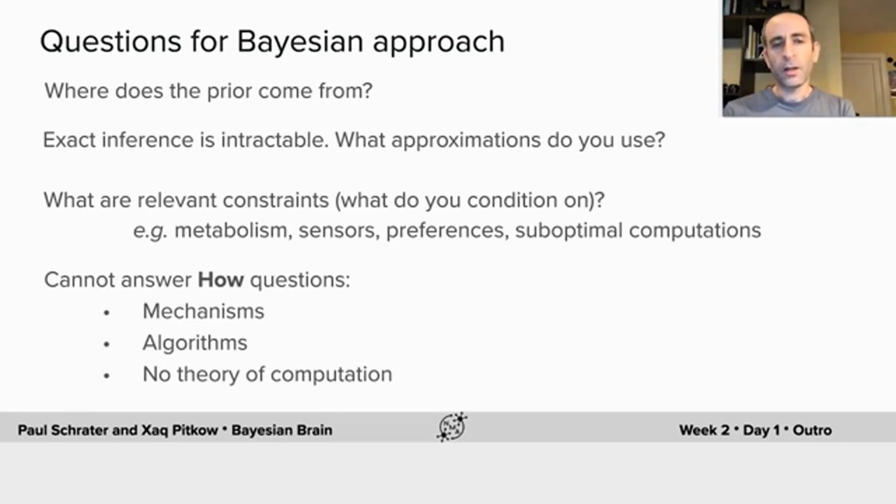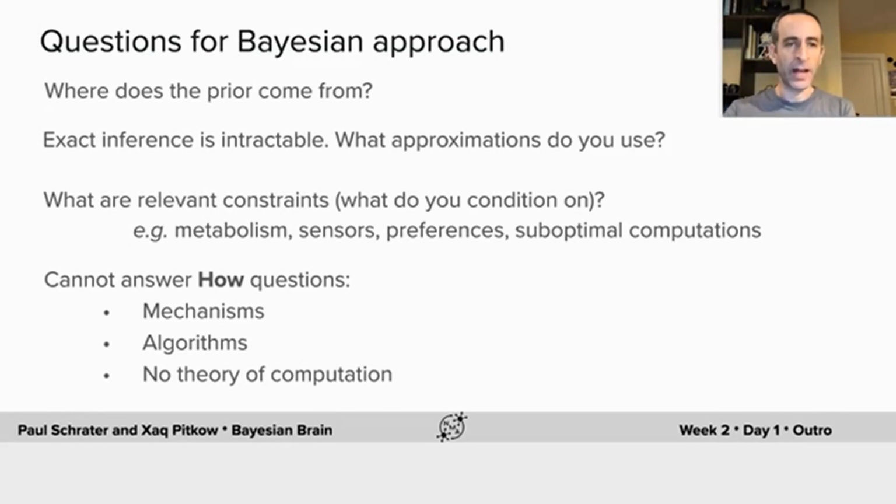And ultimately, Bayesian approaches cannot answer how questions when we apply them as a normative model for what computation should be. It tells us why a computation should be done, but it doesn't tell us how. It doesn't tell us the mechanism. It doesn't tell us the algorithm or steps to take to reach that computation. Ultimately, it has no theory of computation. That has to be added to Bayesian inference.